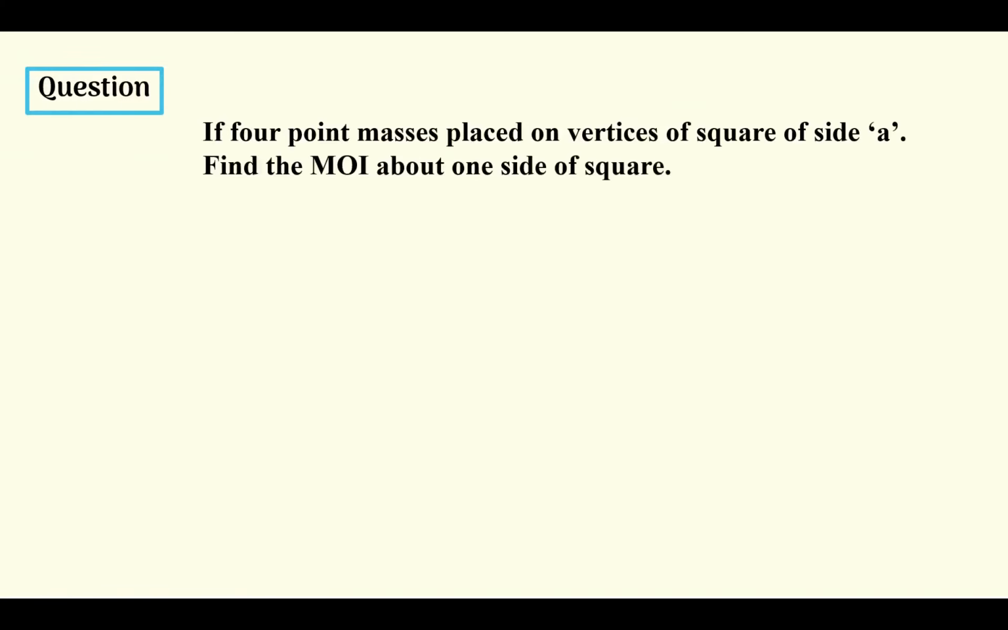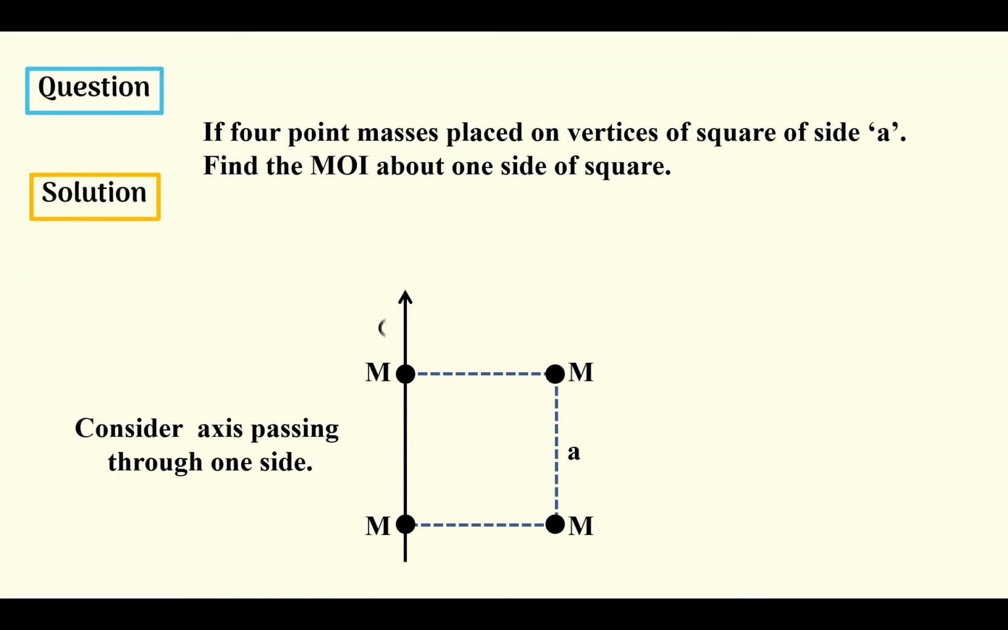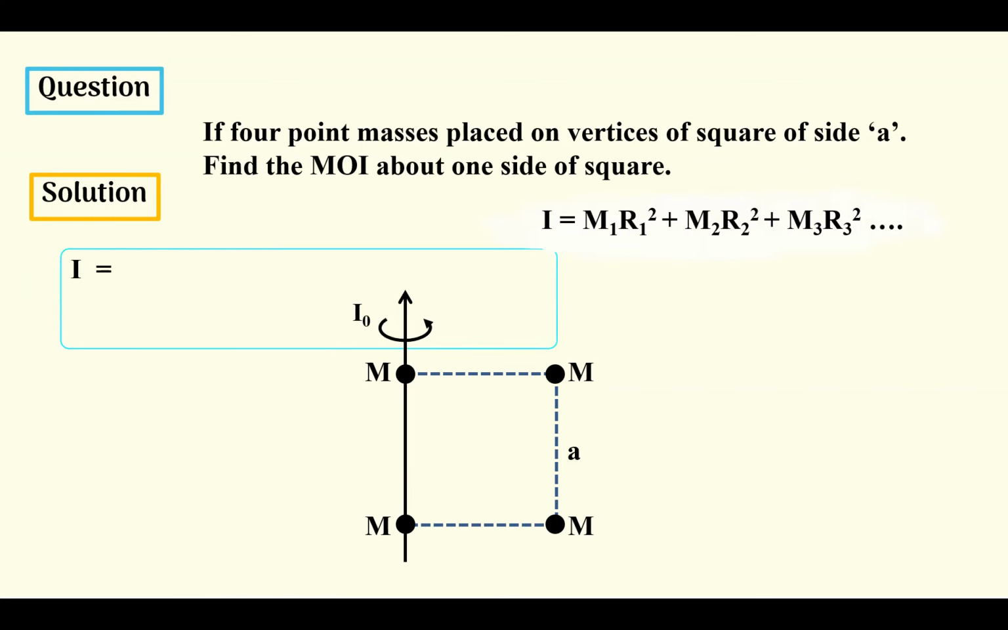Let's see one more question. If four point masses are placed on the vertices of a square of side A, find the MOI, that is moment of inertia, about one side. So one side means an axis passing through any one side. Now, in this case, it's very simple. The total moment of inertia will be: the first mass is lying on the axis, its distance from the axis is zero, so M zero square. This mass over here is at a distance of A from the axis, so M into A square. The third one is again at a distance of A, MA square. The fourth one is on the axis, so M into zero square. So it will become 2MA square.